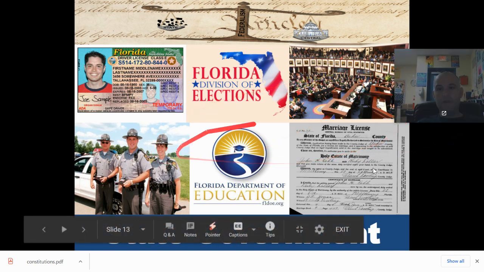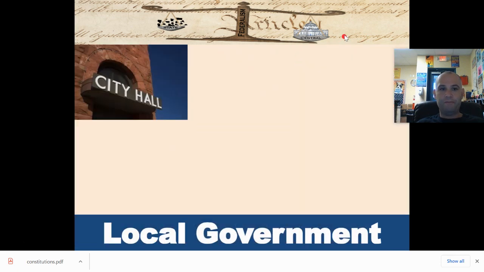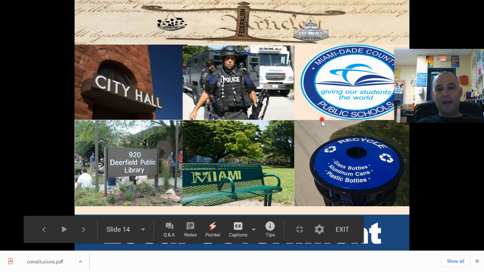Here you see some of those powers. Licenses, elections, making laws for the state of Florida. Those are reserved powers. Okay, and then we also have local government.